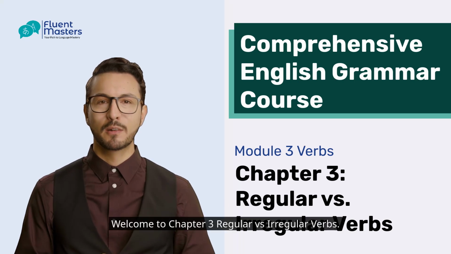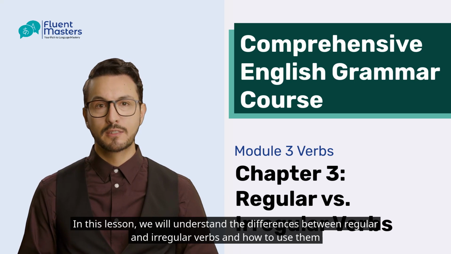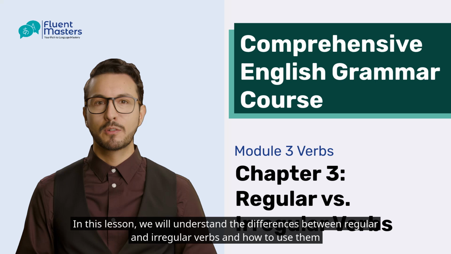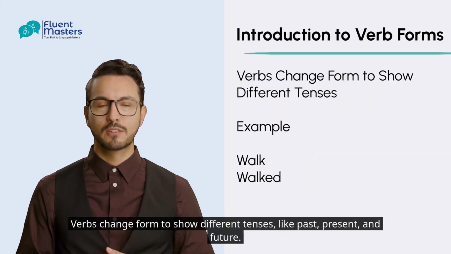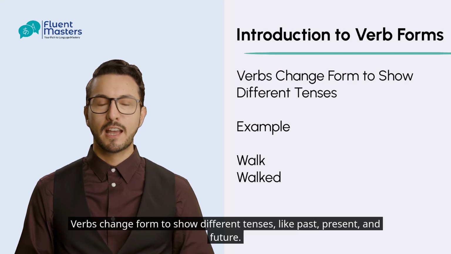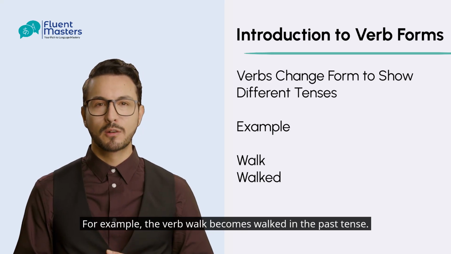Welcome to Chapter 3, Regular vs. Irregular Verbs. In this lesson, we will understand the differences between regular and irregular verbs and how to use them correctly. Verbs change form to show different tenses, like past, present, and future. For example, the verb walk becomes walked in the past tense.